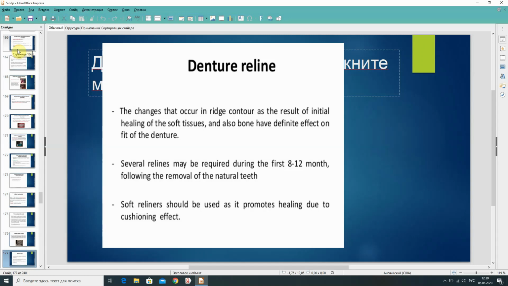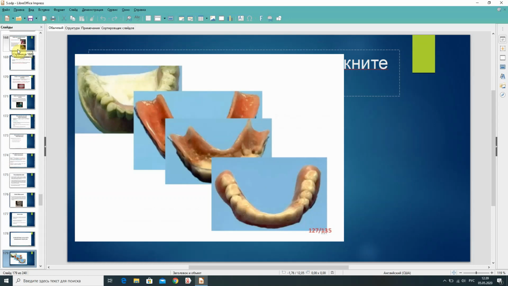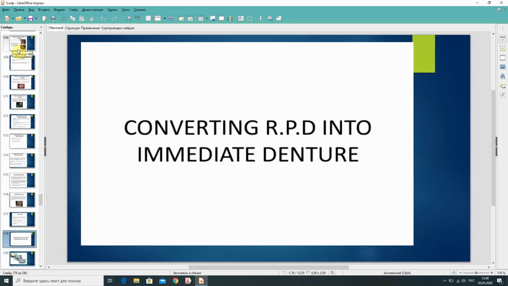Soft relines. Soft liners should be used as they promote healing due to their cushioning effect. Converting RPD into immediate denture.